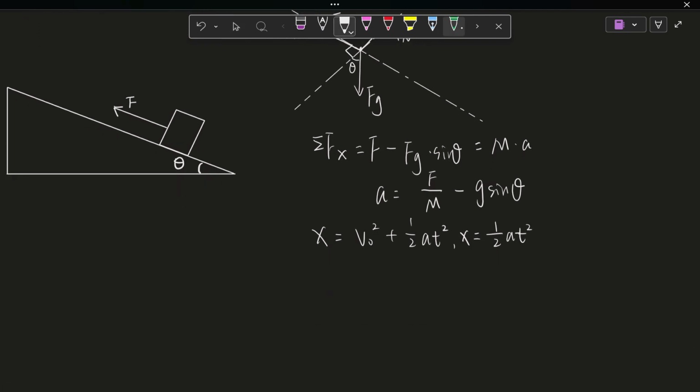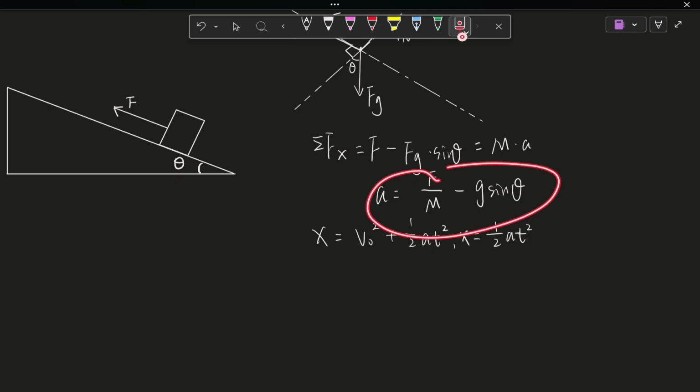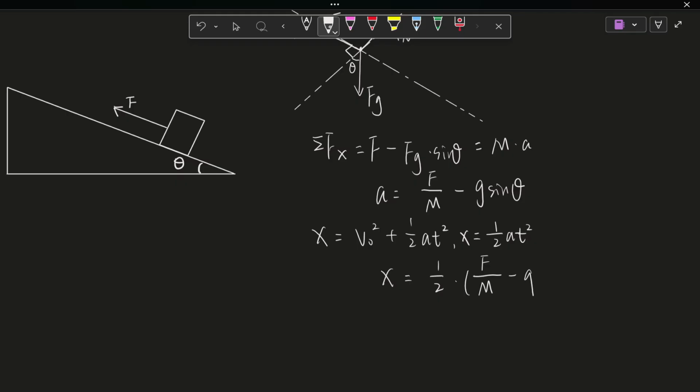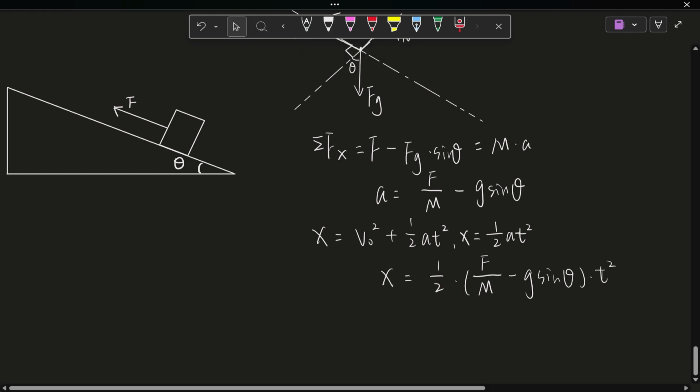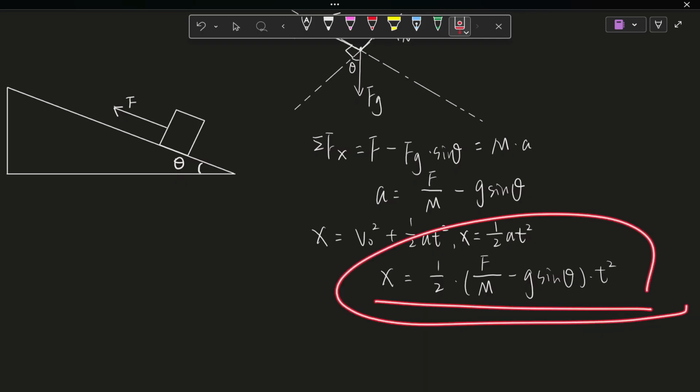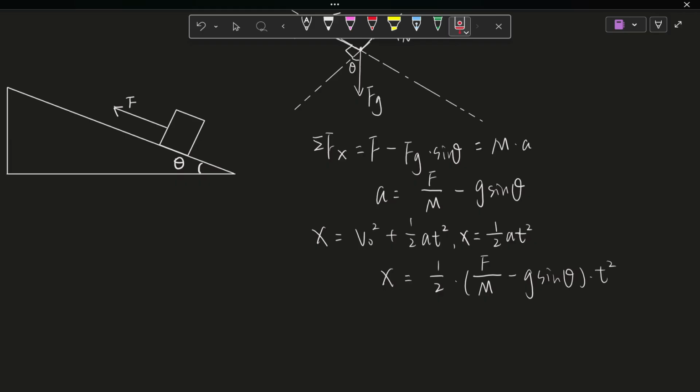So now let's just plug in the value. Plug in a directly to this expression. We can get x is equal to half times F over m minus g sine theta times t squared. I think it looks good, in my opinion. It already looks good, so I don't need to simplify it. And then this is your answer. That's it. This is your displacement, the magnitude of displacement, actually.